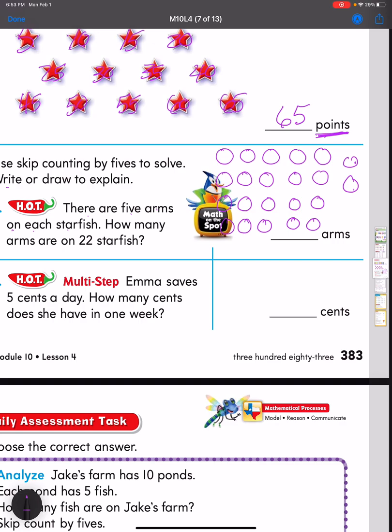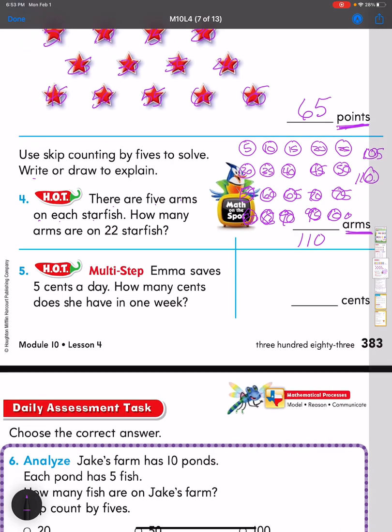I know that each starfish has 5 arms, and I'm trying to find out how many arms they all have. So I would count by fives. 5, 10, 15, 20, 25, 30, 35, 40, 45, 50, 55, 60, 65, 70, 75, 80, 85, 90, 95, 100, 105, 110. Those 22 starfish have 110 arms. That's a lot of starfish arms.